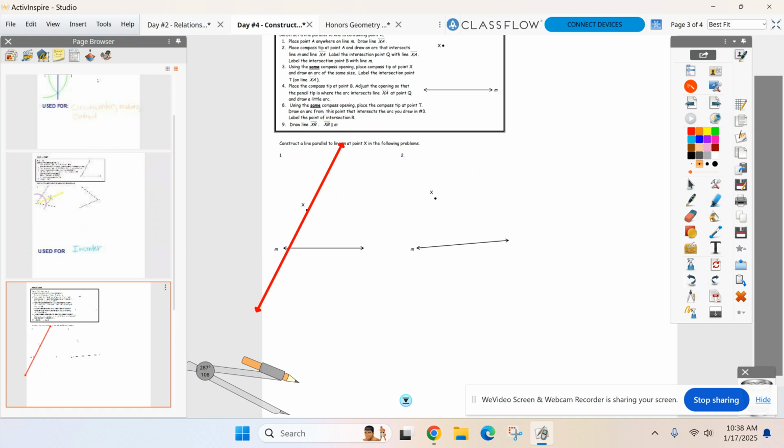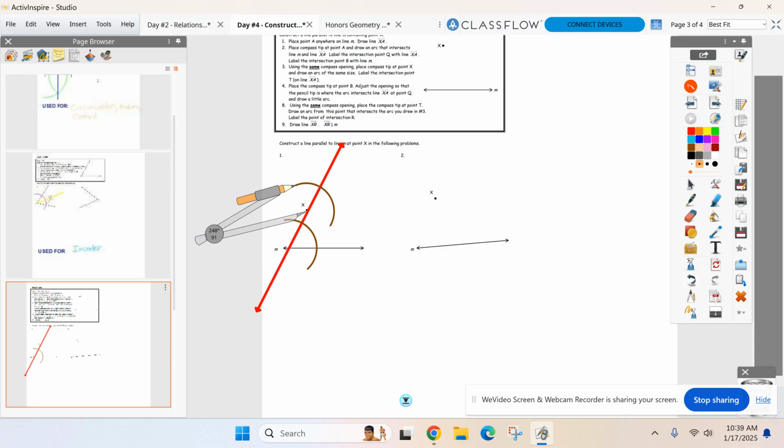First step, everyone put your compass point on the vertex you're about to copy. Again, remember, small arcs if you can. Make an arc through that angle you're copying. Head up to point X, the end point of the ray we're going to copy it onto, and go ahead, make an arc. Boom. So that's all I have right now.